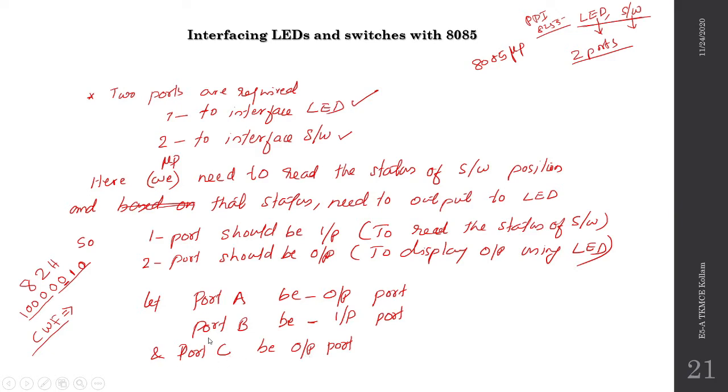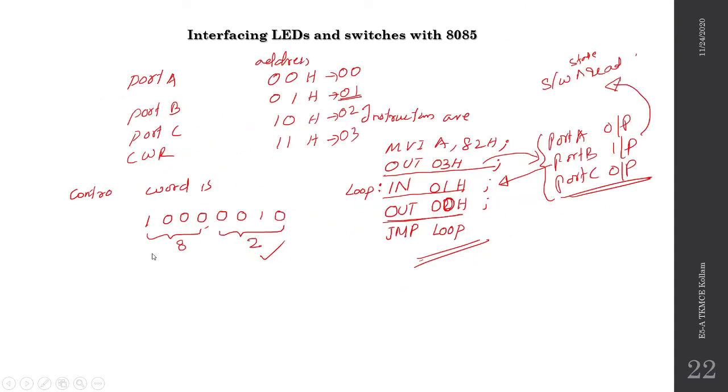Let us take port C as output port. So in order to make port A as output port, port B as input port and port C as output port, we need to load the corresponding control word into the control word register. The control word format is this one.